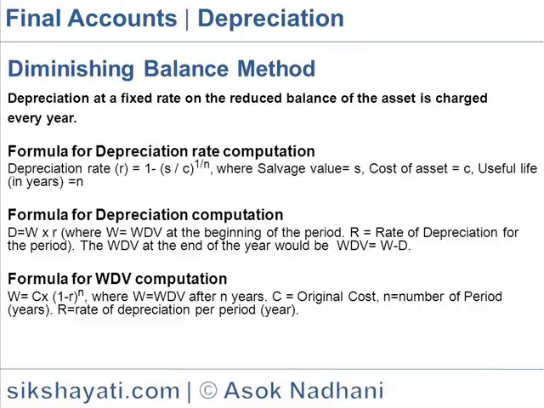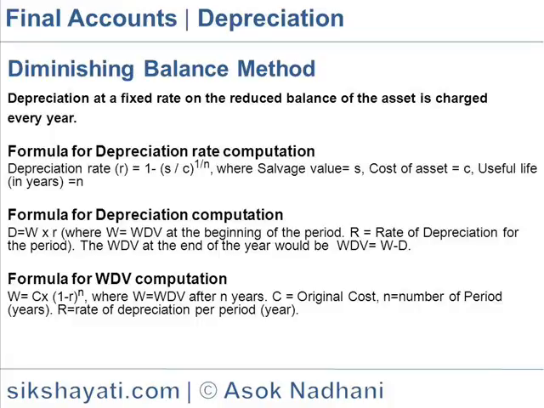Higher depreciation is charged in the initial years, which gets reduced every successive year. Expenses on repairs and maintenance are lower in the initial years and higher in later years. Thus, total charges are approximately equalized.